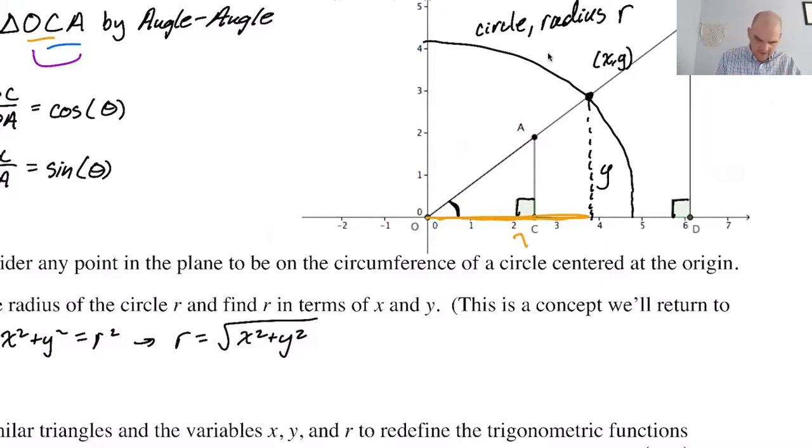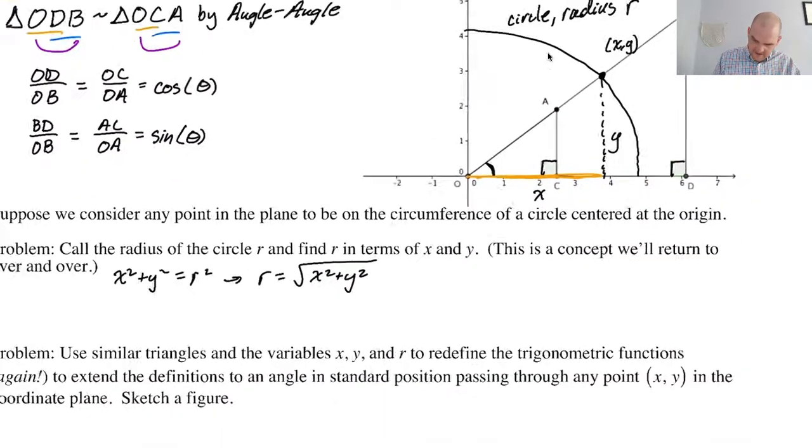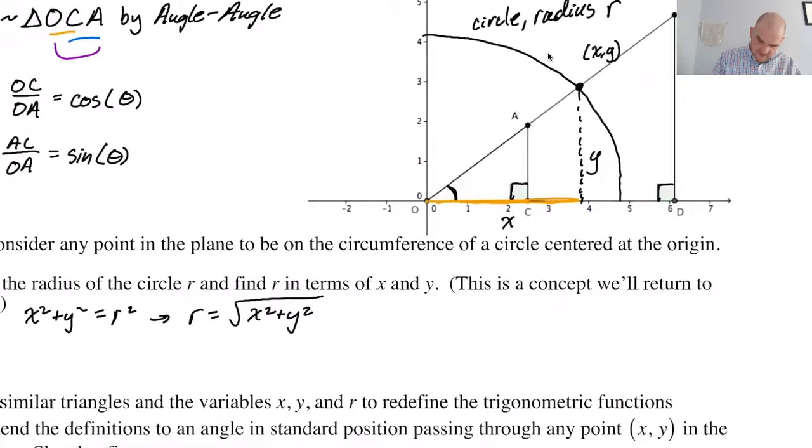I'd rather use black for that. So I'll highlight it in a different color, but I'm going to call that x. So here you can see that since this distance, I'm going to actually highlight this. This is r.